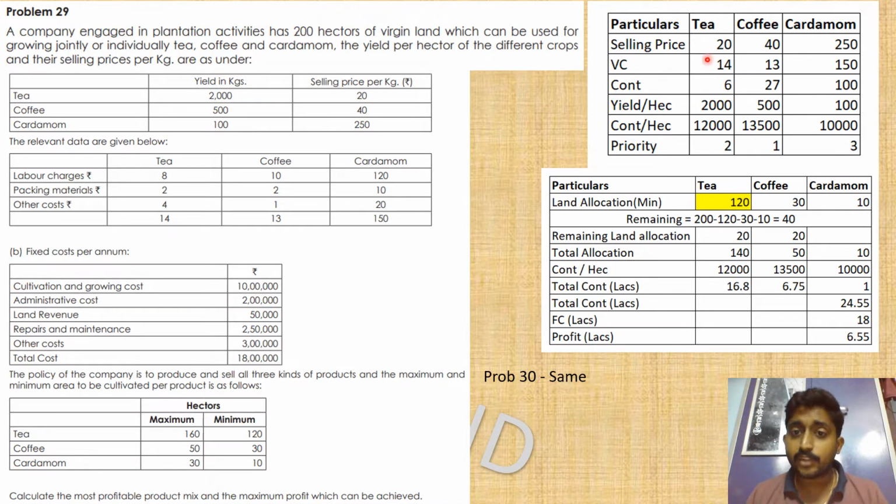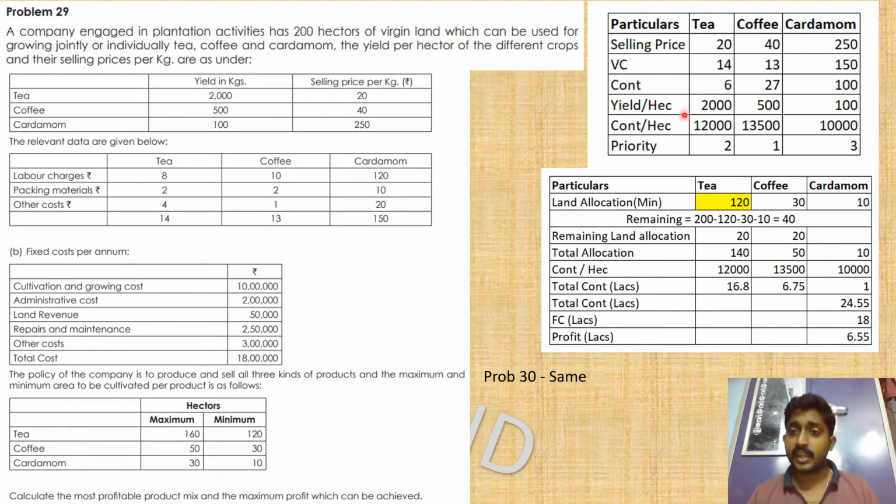So now we have the contribution per kg and we have the yield per hectare. In 1 hectare, tea can be produced 2000 kgs, coffee 500 kgs, and cardamom 100 kg. Per kg, we know the contribution, we have already found it here. So per hectare yield in kg multiplied by contribution per kg will give you the total contribution per hectare. Now we can make the decision making.